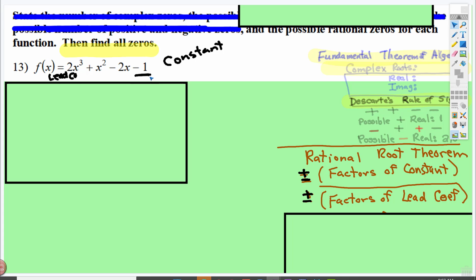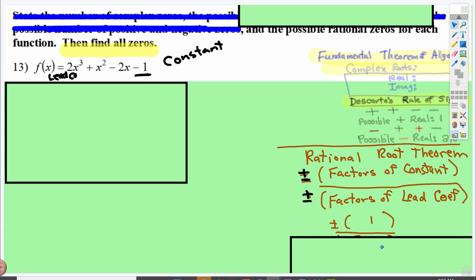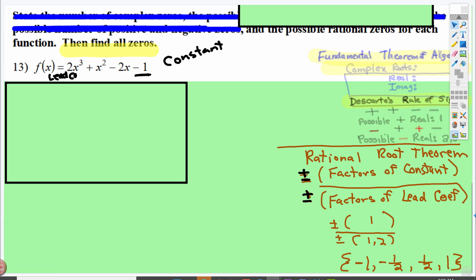So in this case, positive and negative factors of 1 are just positive, negative 1. Factors of 2 are positive, negative 2. And then what you're going to do is you're going to create this list. So 1 divide negative 1 is negative 1. 1 divide negative 2 is negative 1/2. 1 divide positive 1 is 1. 1 divide positive 2 is positive 1/2.